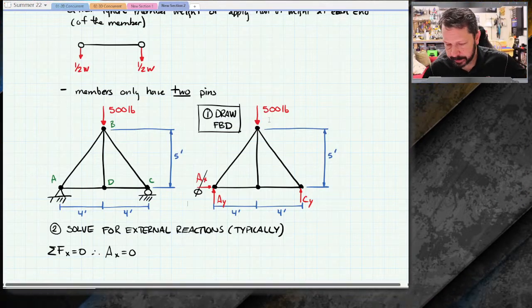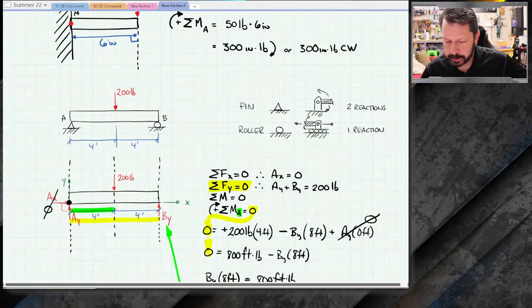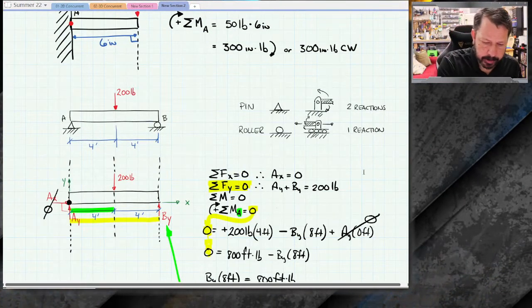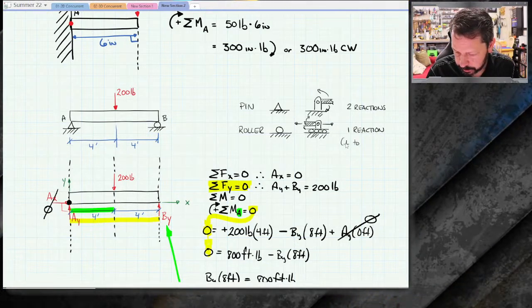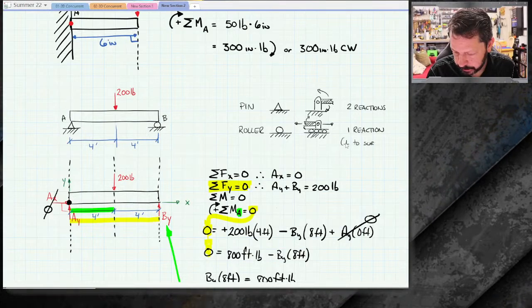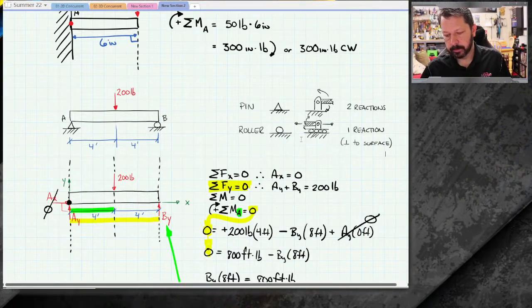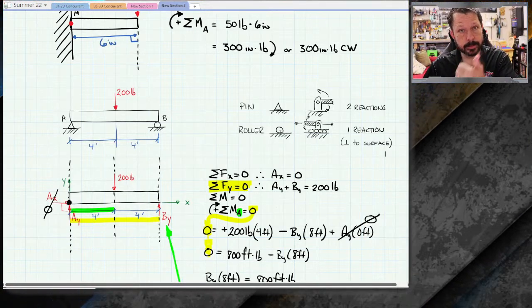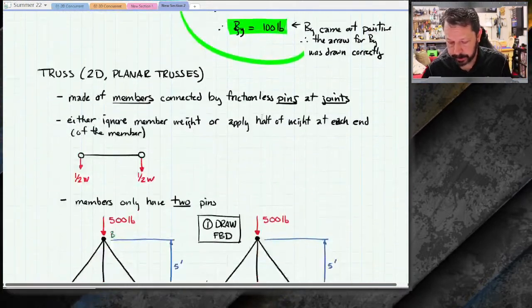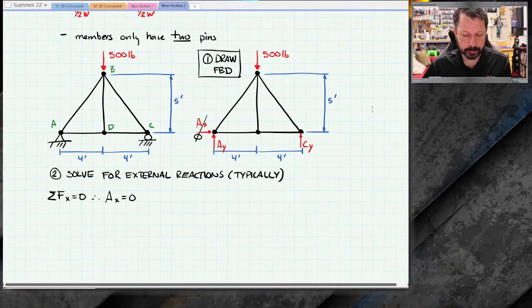I don't know if I specified that, but up here, the reaction for the roller is perpendicular to the surface that you're rolling on. Okay? So if your surface happens to be at an incline, then your reaction is at the perpendicular angle to that. All right, but in this case, AX is 0 just by observation.